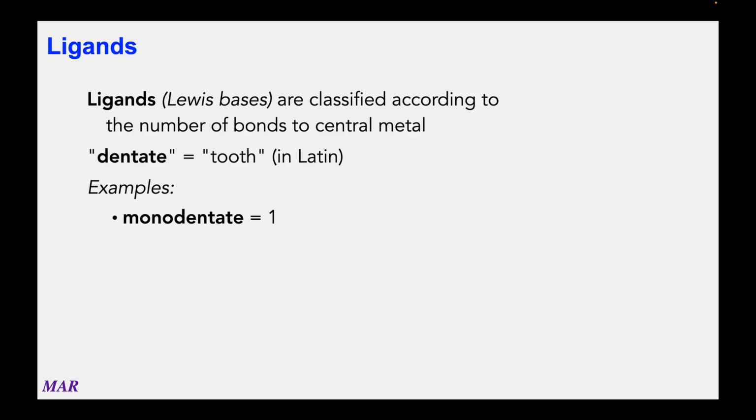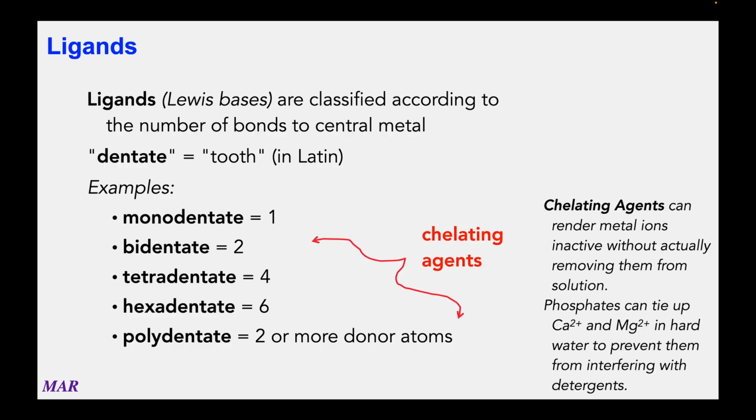So if you hear about a monodentate ligand, that has one tooth. It has one lone pair that can bond with the central metal. Likewise, bidentate would be 2, tetradentate would be 4, hexadentate would be 6 teeth, and polydentate just means 2 or more donor ligands.